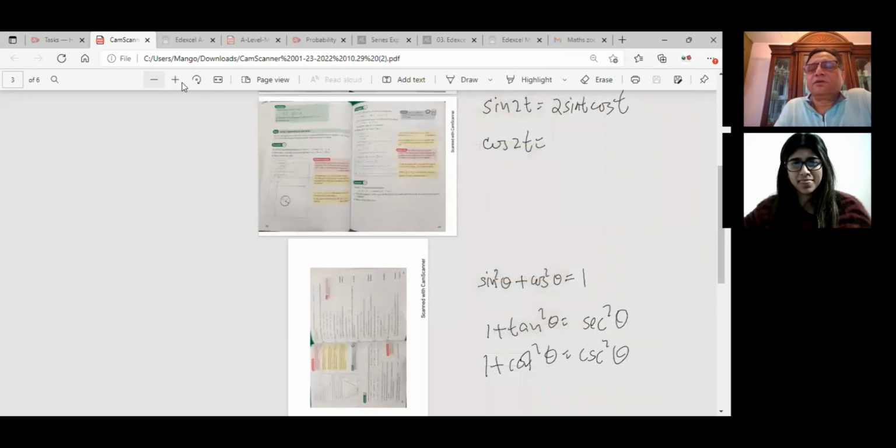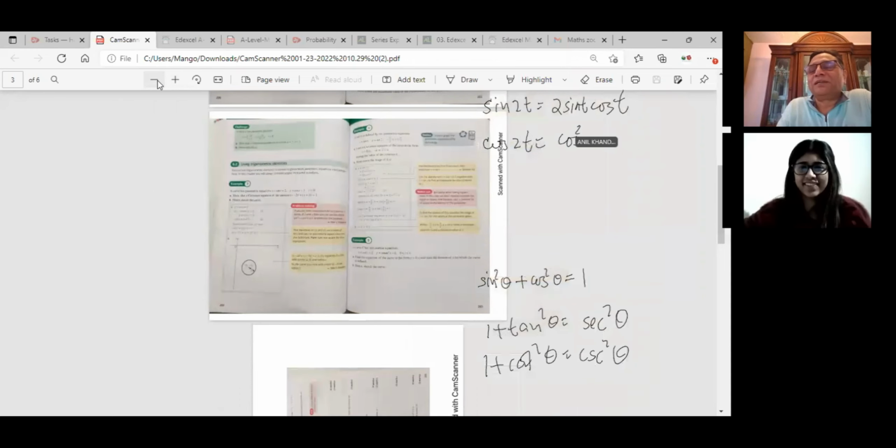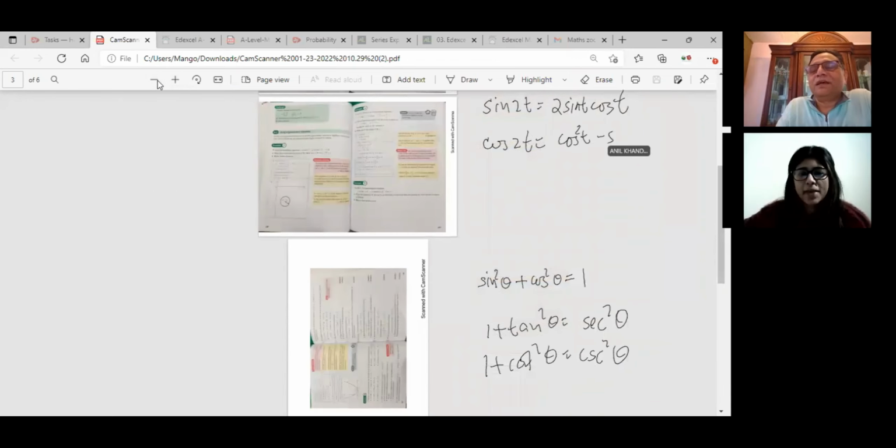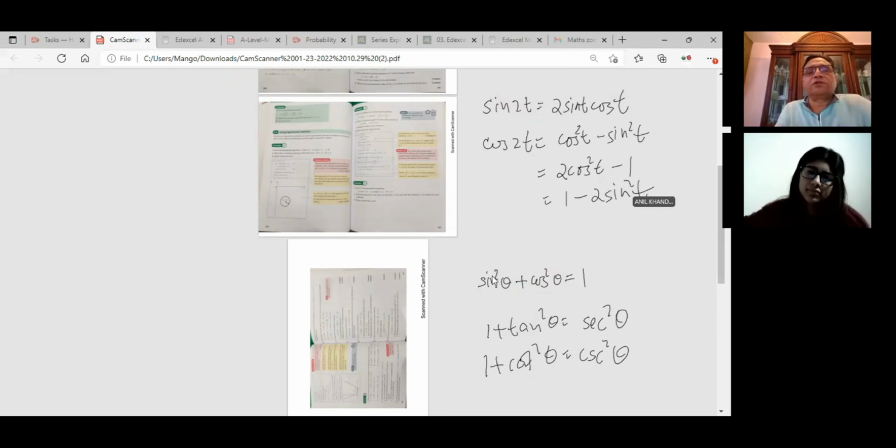So cos of 2t is cos squared t minus sine squared t, correct? And we could also write it as 2 cos squared t minus 1 or 1 minus 2 sine squared t. Is that okay? These are the trigonometric identities which you could use to simplify these equations. Can you tell me now what is the equation of x given to you in the example?